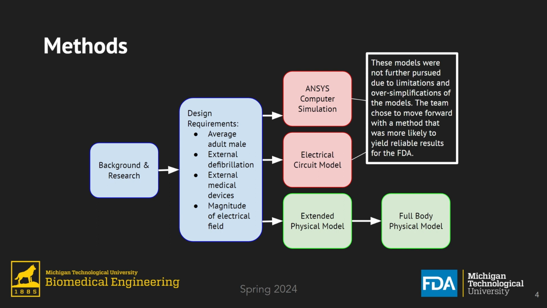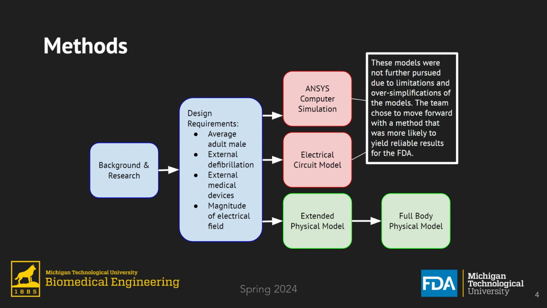So to do this, we attempted to make an ANSYS computer simulation to be able to measure the electrical field at certain points in the body. And we also tried using an electrical circuit model. Both of these ran into their own problems. The ANSYS computer simulation, the geometries would not mesh and not provide us with any useful data. And the electrical circuit model was a little bit too simplistic to actually simulate the complexities of a human body.